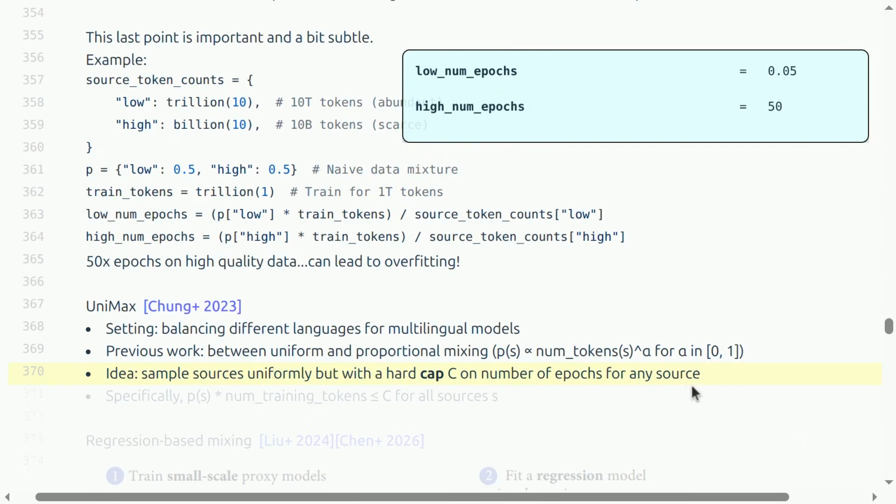Okay, so this is the key idea: you say, I'm only going to take 20 epochs over a particular data source. If you've done that, then too bad. You don't get any more tokens. You move on to the next thing. So this is sort of like a safety net in some sense. In particular, the probability assigned to a source times the number of training tokens should be less than or equal to the cap. And there's a simple procedure for determining the mixture subject to this constraint.